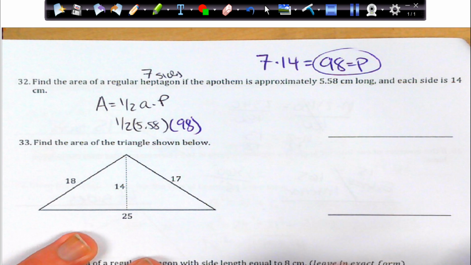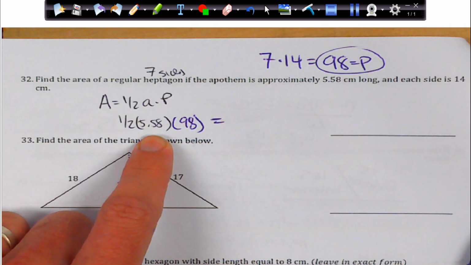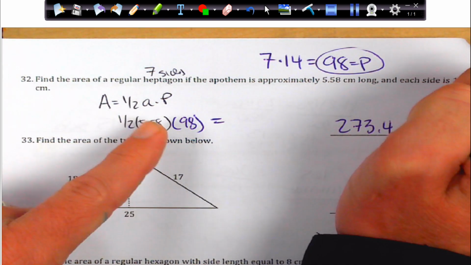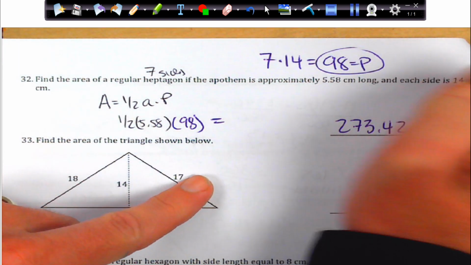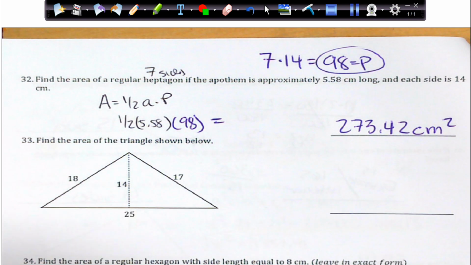So I just got to plug all that into my calculator. 98 times 5.58 times 1/2, and I should get my answer of 273.42. It doesn't say by what, but my units are centimeters, so this is going to be square centimeters.